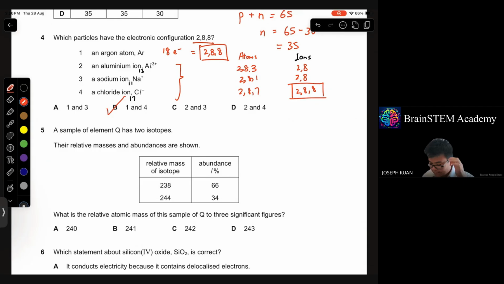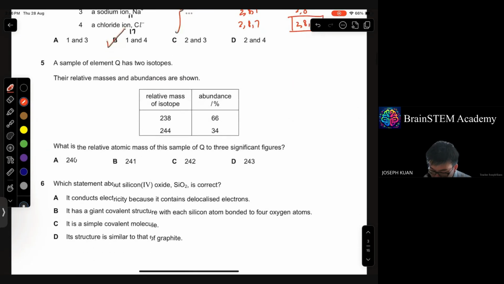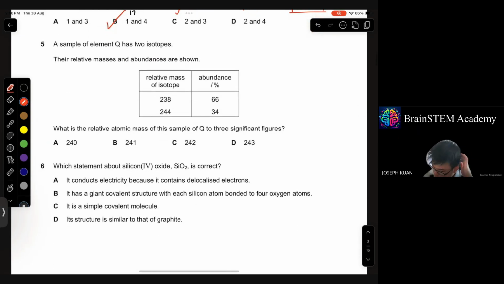Question 5. A sample of element Q has two isotopes. Their relative masses and abundances are shown. What is the relative atomic mass of this sample of Q to three significant figures? To find the relative atomic mass, also known as Ar, it is basically the average of the relative isotopic masses.